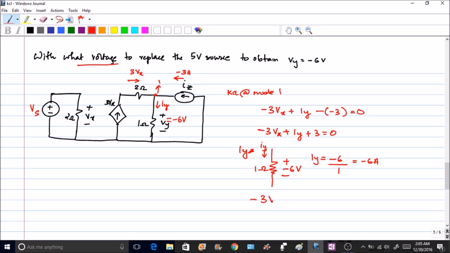So minus 3Vx, right, minus 3Vx, and what is the value of Iy? It is minus 6. So minus 6 plus 3 equal to 0. So what do you get? Minus 3Vx equal to 3. Vx is equal to minus 1 volt, and clearly Vx is equal to Vs, right? That means Vs will be equal to minus 1 volt.